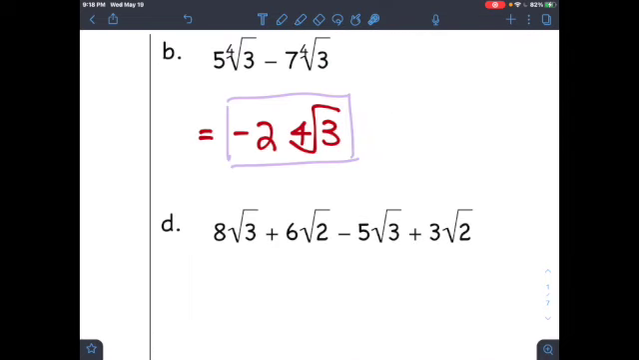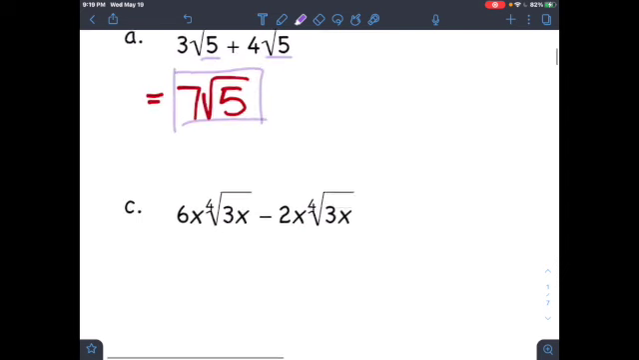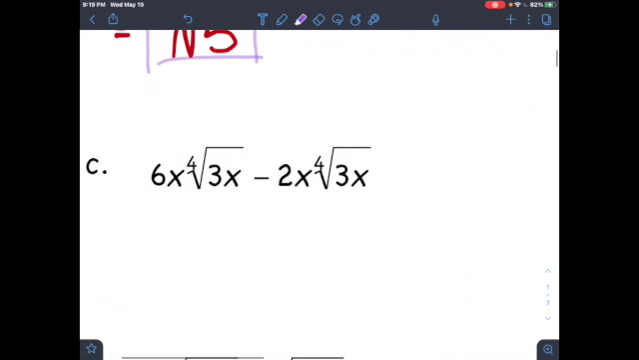So for example number 2, the 4th root of 3. This is 4th root of 3. So those roots are the same. The radicand inside, the number, is the same. So I'm just going to deal with the number. Now please don't forget, use your sign. The number follows the sign. So this is a positive 5. The number follows the sign. Be a negative 7. Be a negative 2. 4th root of 3.